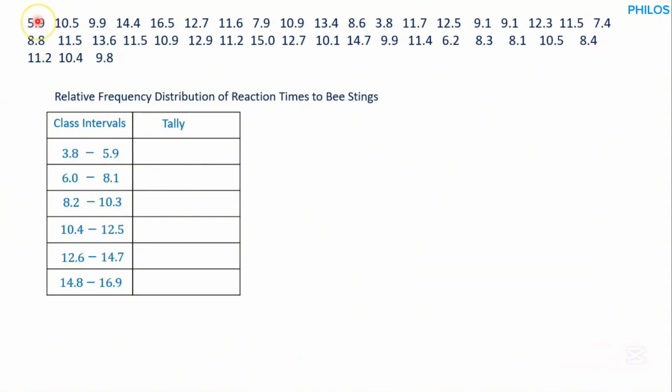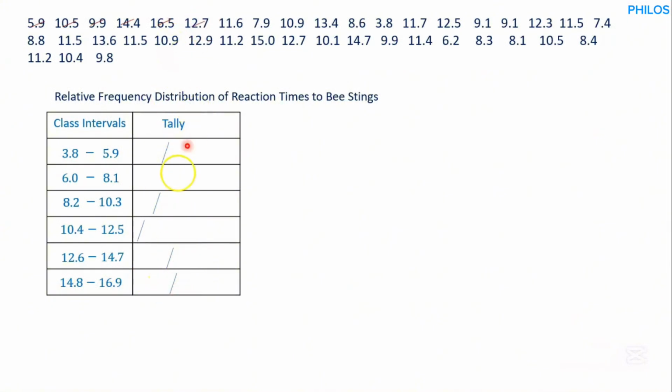So the first one is 5.9. Let's cancel 5.9. Where will it fall? It will be in the first class, which is 3.8 to 5.9. So we mark 1 here. Then we cancel the next and mark it where it falls, the fourth class. So we mark 1. Then 9.9, so we mark 1. Then 14.4 will be in the fifth class, so we mark 1. Then 16.5 will be in the last class, which is 14.8 to 16.9.